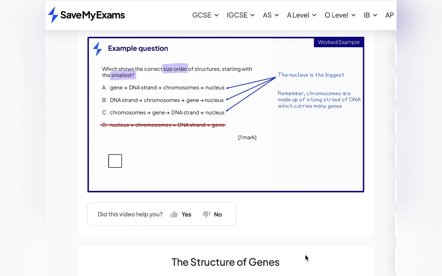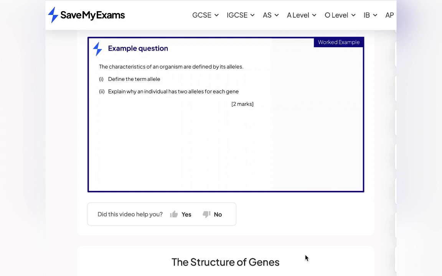Chromosomes are made up of a long strand of DNA which carries many genes. This tells us that chromosomes are the next biggest, meaning that A is the correct answer. Alternatively, if you know that a gene is the smallest, then A is the only option that can be correct.